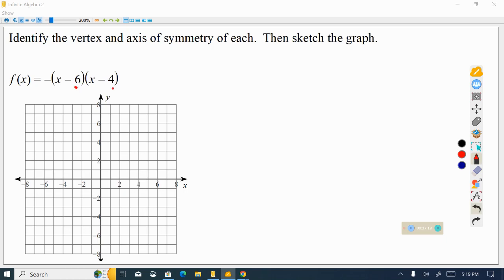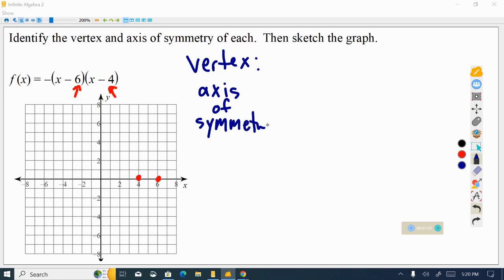So let's go put these 2 points down, right? I'm going to change the sign of the -6 and the -4. So I'm going to put a +6 and a +4 right there on the graph. And then what I have to consider is, where's the vertex? Where's the axis of symmetry? For me to find those, I have to find what's halfway in between those 2 x-intercepts. I see this is the midpoint right here. Halfway in between 4 and 6 is 5. And so I know this is my axis of symmetry. This is the line x equals 5.